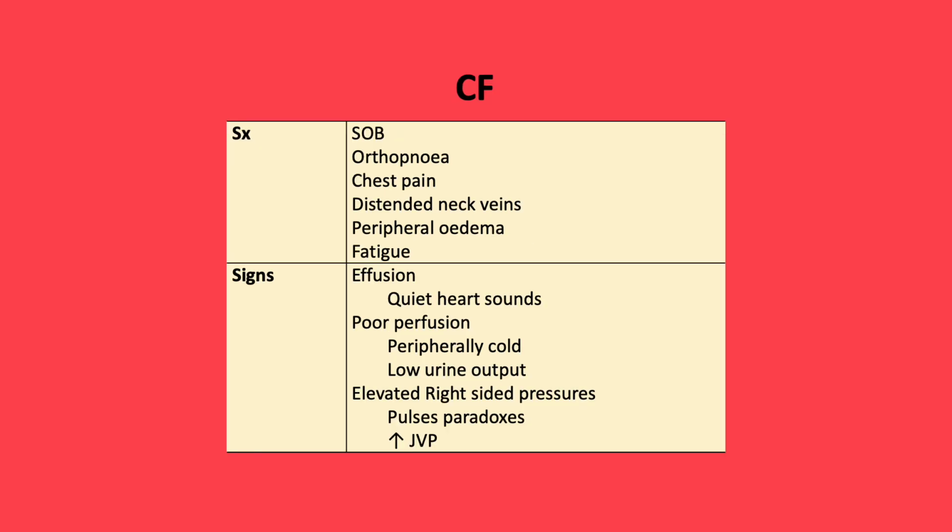Clinical features are broad and are based on the underlying disease pathology and the speed of onset of fluid accumulation. Classic symptoms include shortness of breath, orthopnea and chest pain. However, there's a range of signs including quiet heart sounds, pulsus paradoxus and an increase in JVP. Beck's triad classically is associated with hypotension, elevated JVP, and muffled heart sounds.